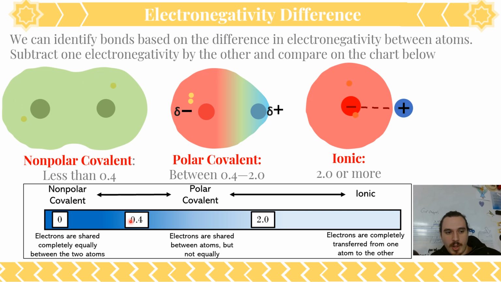I will not make you memorize this. If the difference between the two electronegativities is 0.4 or less, we tend to call it nonpolar covalent. The electrons are shared pretty equally. If the difference between them is between 0.4 and 2.0, we call them polar covalent. The electrons are shared somewhat unequally. One atom gets more turns with the electrons. And if the electronegativity difference is 2.0 or more, one of these atoms is so electronegative that the electrons get transferred instead of shared.